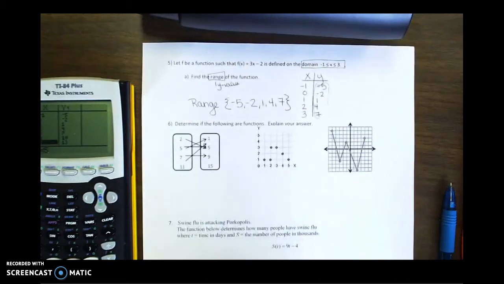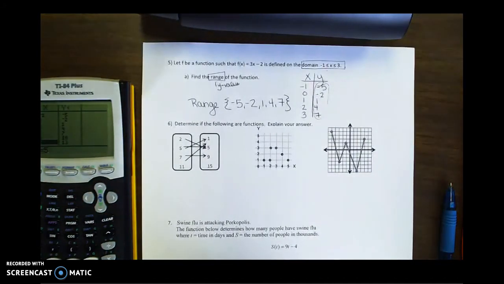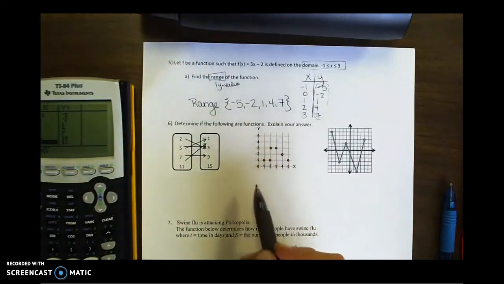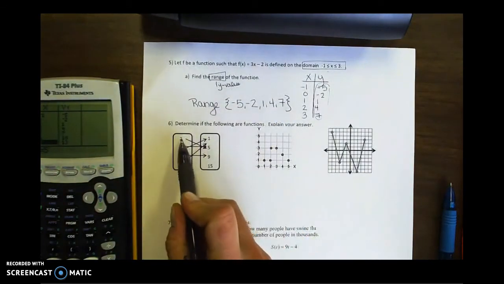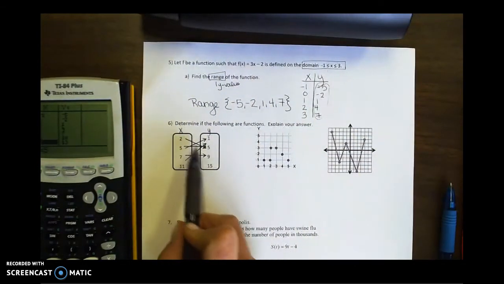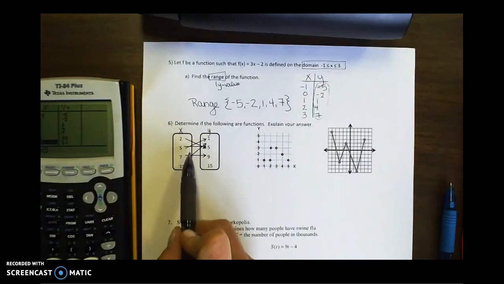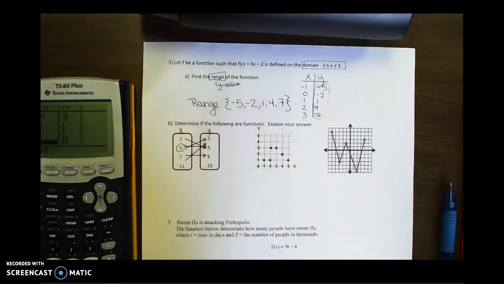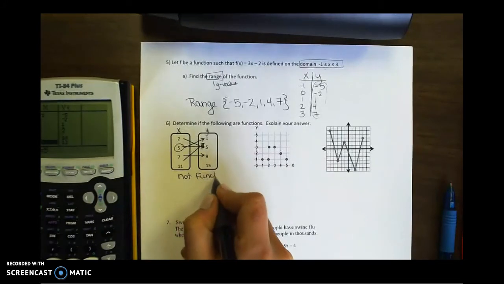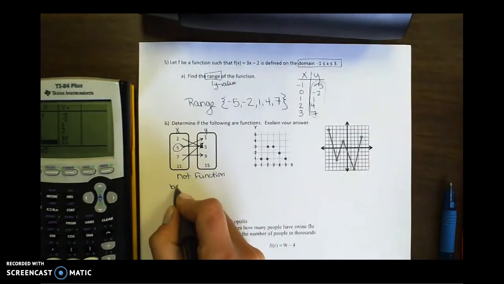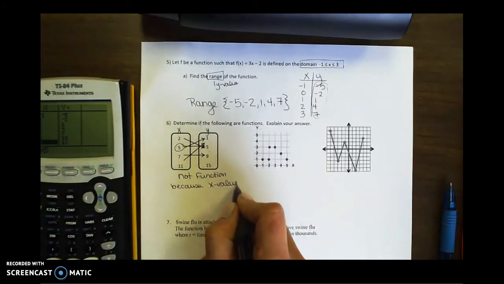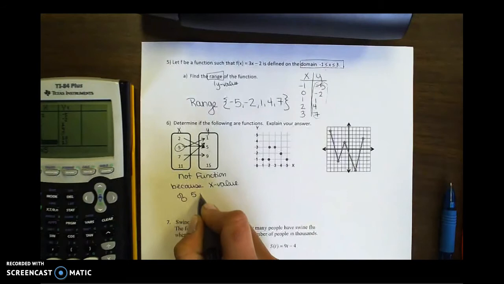Okay, next up, number 6. Determine if the following are functions. Explain your answer. So let's take a look at the first example. Remember, here are your x's, here are your y's. So from start, your input, your output. If I take a look, ooh, the number 5 is being used twice. So I'm going to say not a function because the x value of 5 repeats.